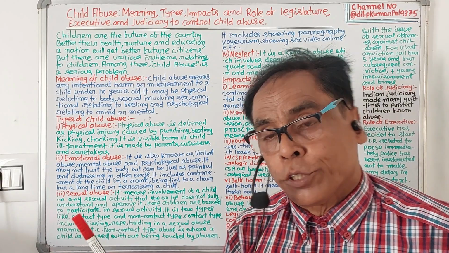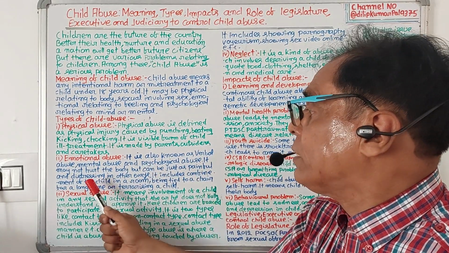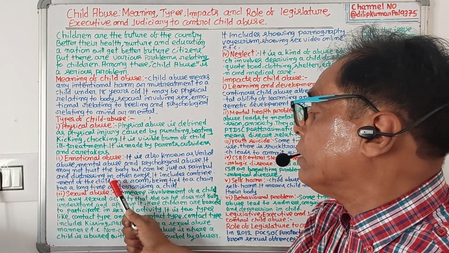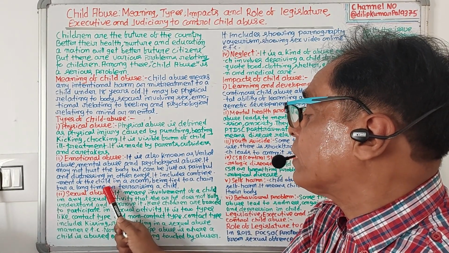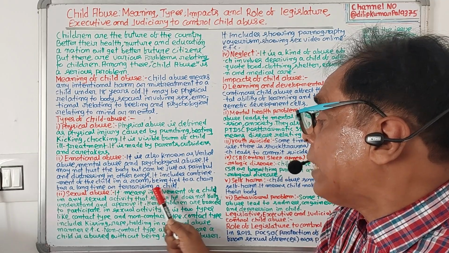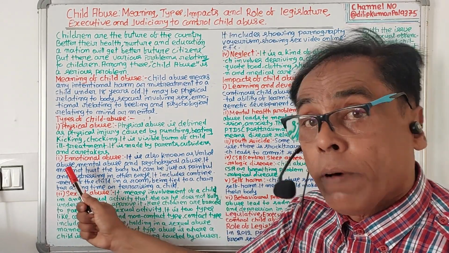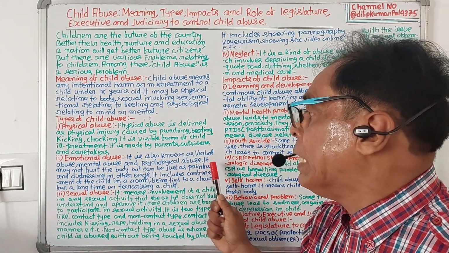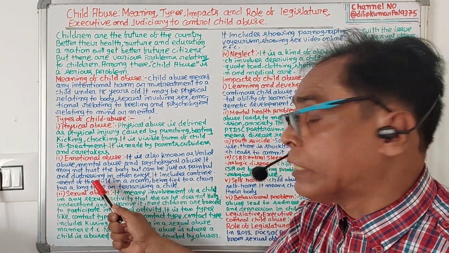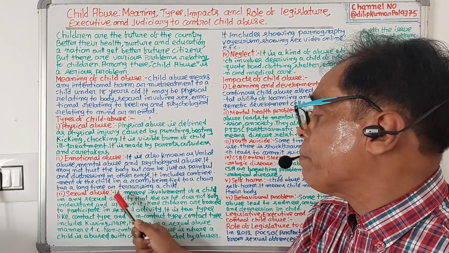Number two, emotional abuse. It is also known as verbal abuse or mental abuse or psychological abuse. It may not hurt the body but can be just as painful and distressing in other ways. It includes confinement of the child in a room, being tied to a chair for a long time, or terrorizing the child.